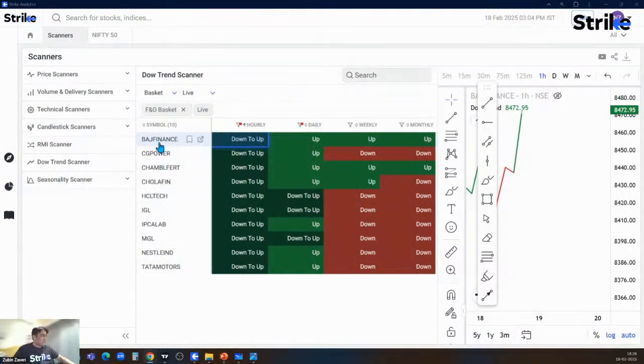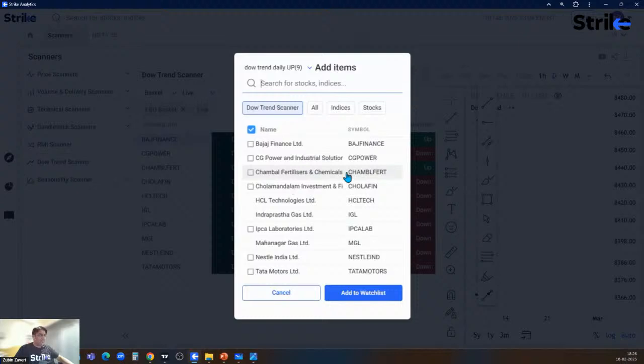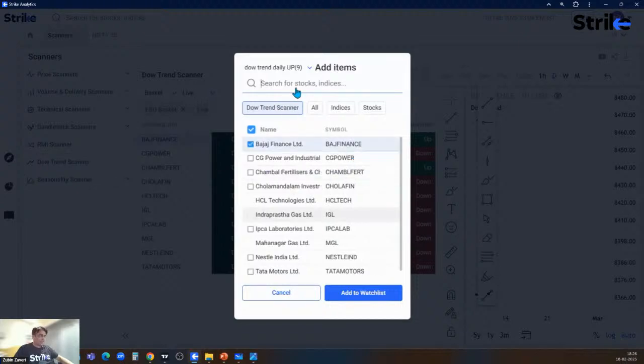Besides every stock, there are these two buttons over here. The first button is to make a watch list out of it. And the second button will open up that particular counter in detail. So I want to make a watch list. How will we make a watch list over here? We will select this first button, click on it, and the system will prompt create watch list.